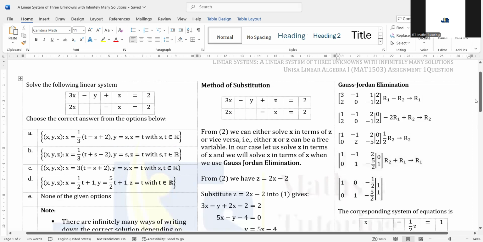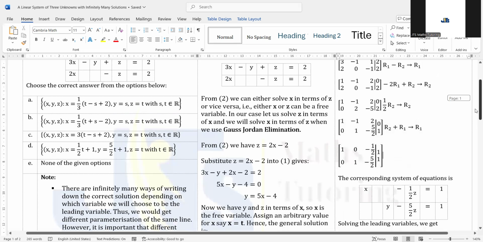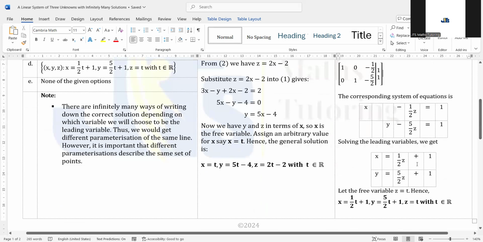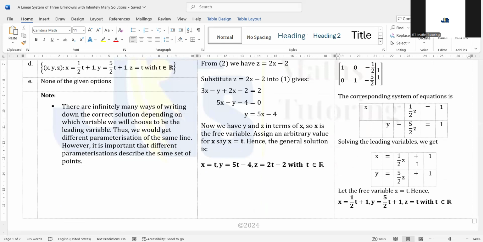Beautiful. I'm happy I actually have the corresponding system of equations from what I have right here. It's going to be x minus z is equal to 1. Solving for leading variables, we get x is equal to half z plus 1, y is 5 over 2 z plus 1. We can see from this that our x and our y depend on z. So z becomes the free variable. I'm going to assign an arbitrary value to z, say t. So z is going to be equal to t.